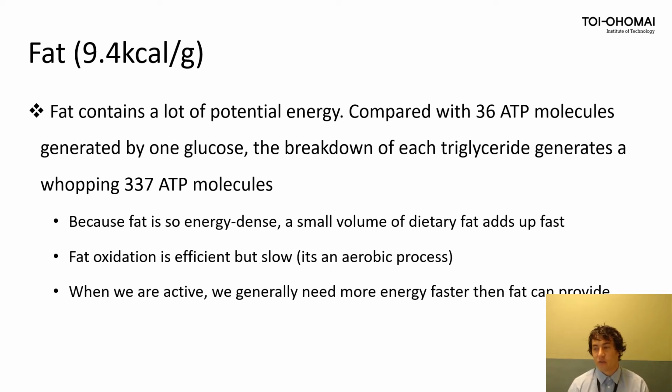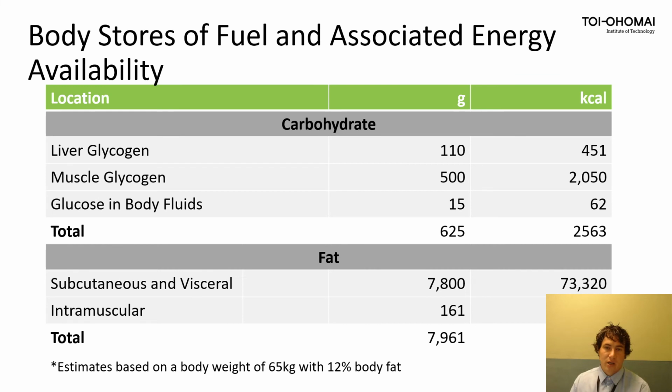When we're active, we generally need more energy faster than fat can provide. So as exercise intensity goes up, fat as a fuel source goes down during exercise. I'll let you look at this in your own time. It just shows you how much, in terms of gram weight, we store some of this energy in carbs and fats, and then how many calories we get from it. And it shows you how big fat stores are in terms of calories.